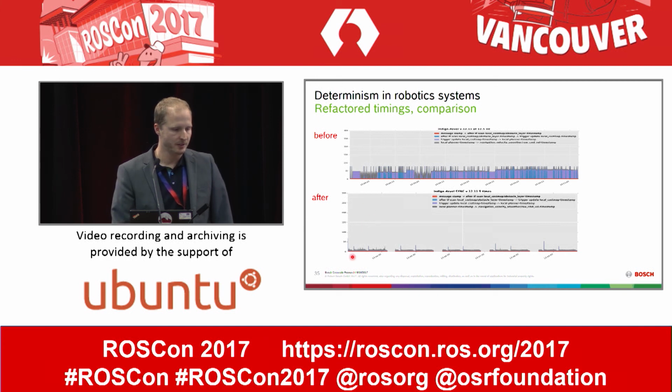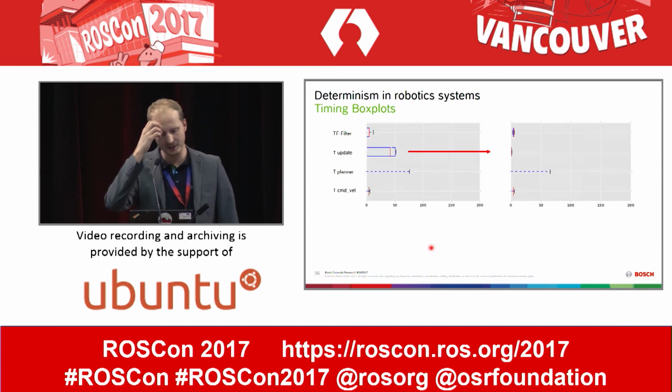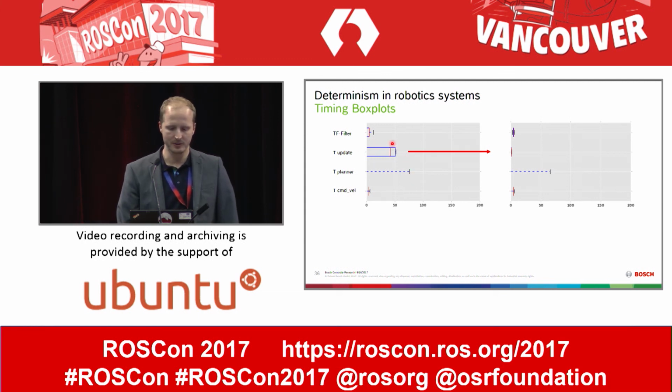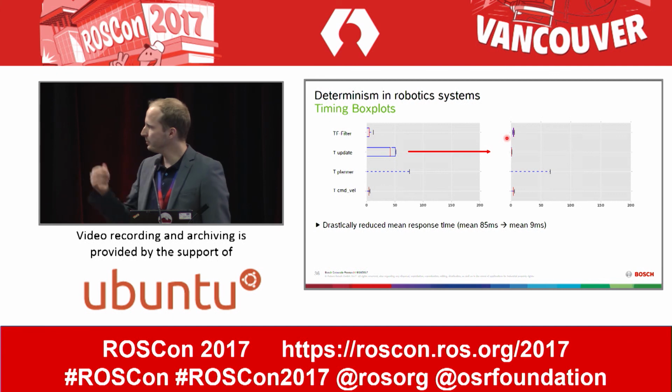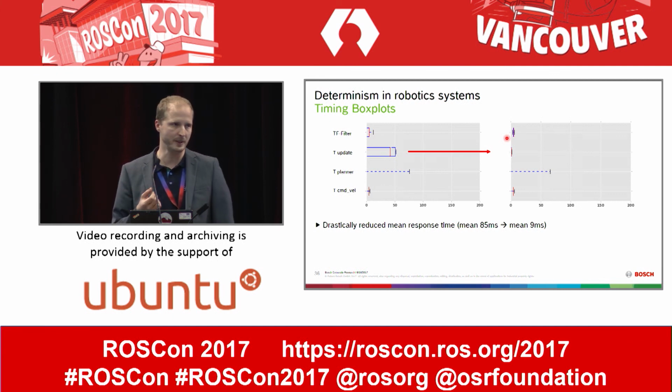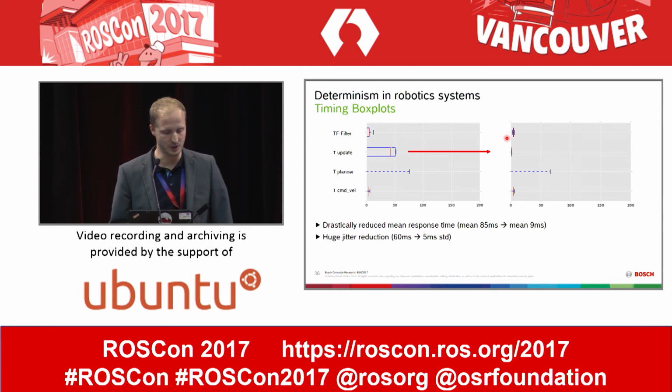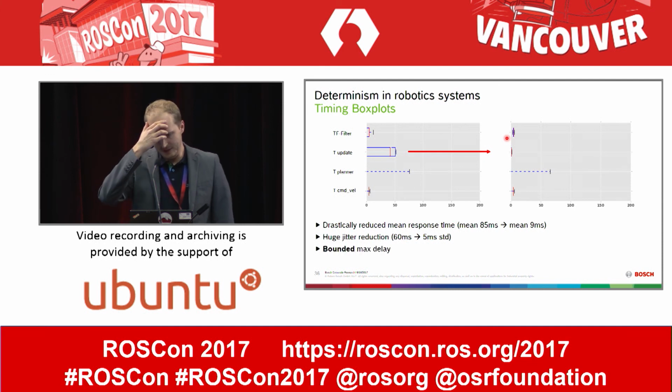And that's the result after refactoring. What you can see here is that suddenly we are getting way below 50 milliseconds. And we are down here. And even the planning time is reduced. That's odd, but that's because there's nothing else hindering it. If you look at this more statistically, this is a distribution of the reaction time for the various parts. And as we can see, this cost map update that had a really large variance before is now almost 0. If you put that in numbers, before we had a mean response time of 85 milliseconds, and now we have 9. And it's no longer a 60 millisecond standard deviation, but 5. And the max delay is bounded.